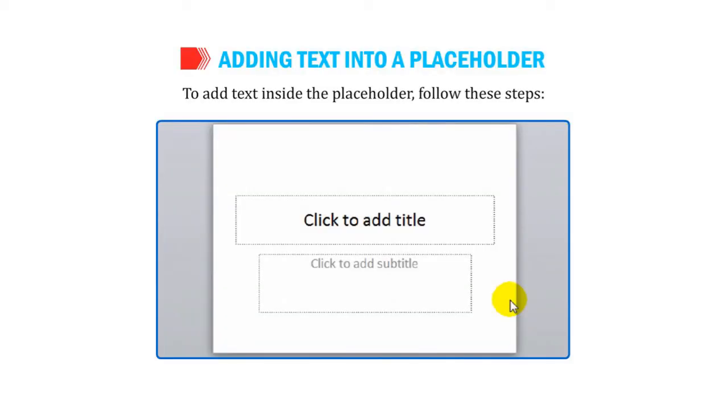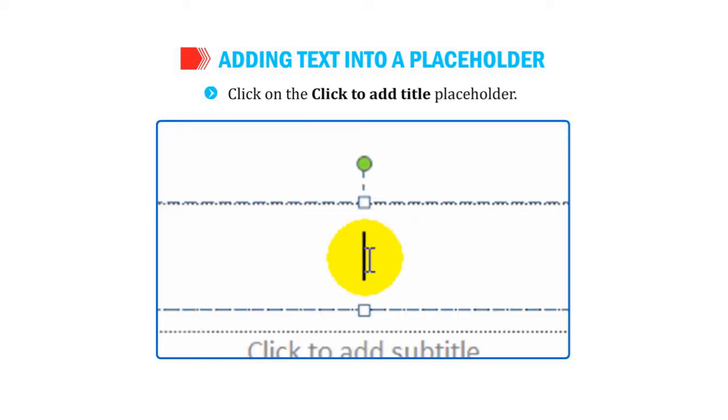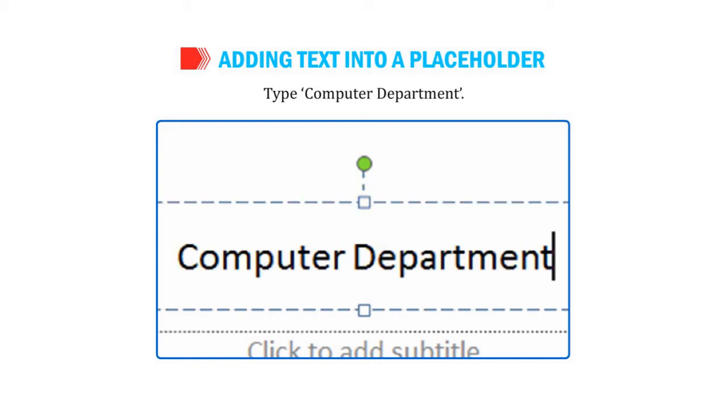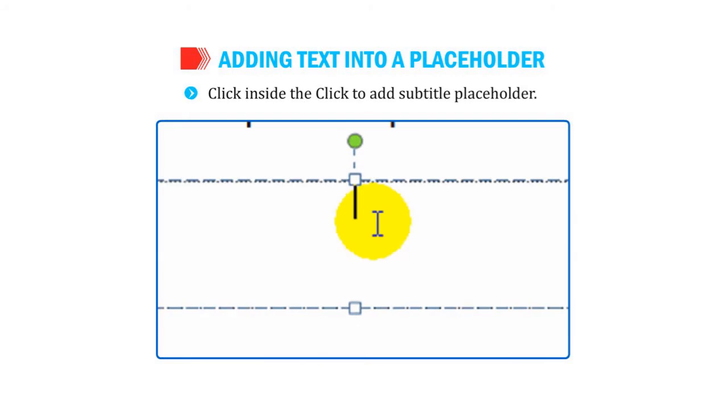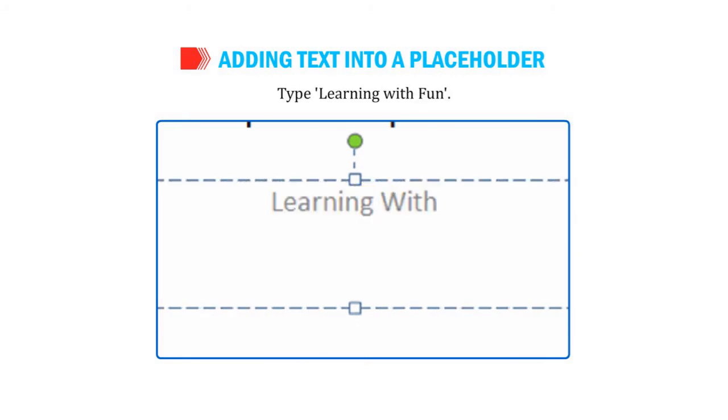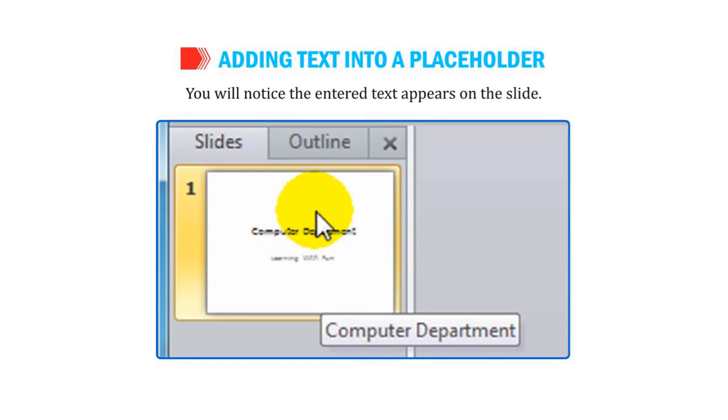To add text inside the placeholder, follow these steps. Click to add title placeholder. The cursor appears in the text box. Type Computer Department. Click inside the Click to Add subtitle placeholder. Type Learning the Fun. You will notice the entered text appears on the slide.